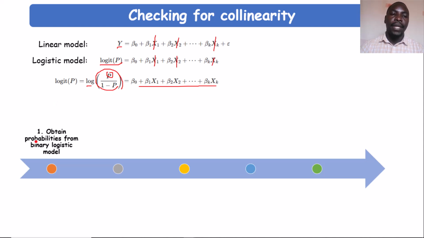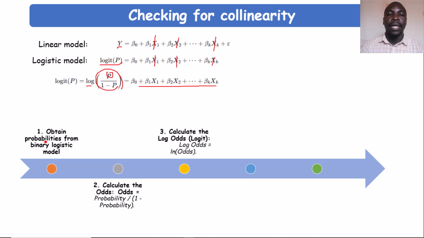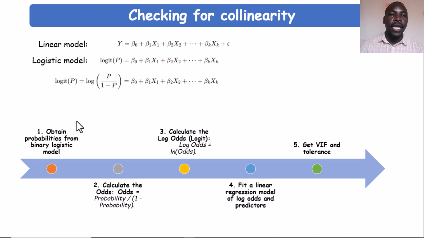So this is what we are going to do. We are obtaining probabilities from the binary logistic model. Then we calculate the odds. We calculate the log of those odds. We fit a linear regression model, and then we get the VIFs. So what we are doing is obtaining probabilities. We are going to obtain this P at this step. Then we calculate odds. We put in this formula using the P we've obtained to calculate the odds ratios. Then we apply the log onto what we've calculated.